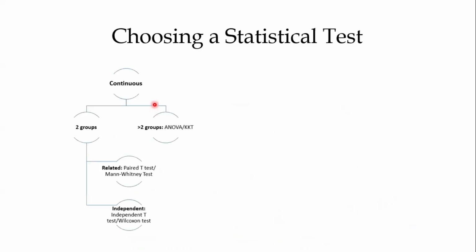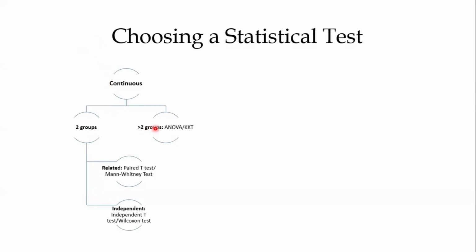So for continuous data, we have various types of statistical tests that we can use. So as you can see, our starting point is the type of data. Is it continuous or categorical data? Continuous data can be analyzed in various ways by considering the number of groups. Do we have two groups or more than two groups?